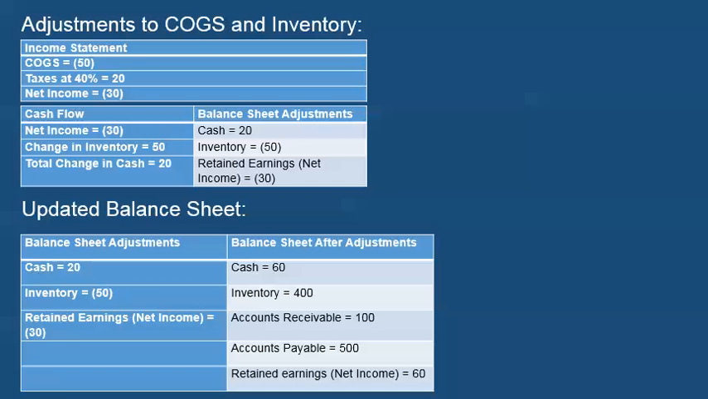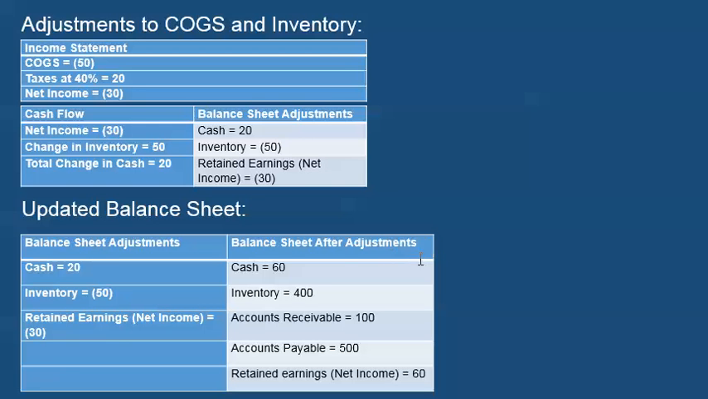Let's move on and adjust our COGS and inventory. What happens on the income statement? COGS is negative 50. Taxes at 40% equals 20. So net income becomes negative 30. Cash flow looks like net income is minus 30. Changes in inventory is 50. And total change in cash equals 20. Balance sheet adjustments are cash equals 20. Inventory is minus 50. Retained earnings, net income is negative 30.